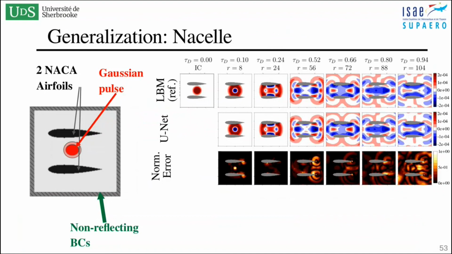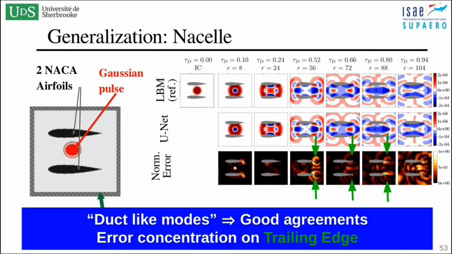A second type of generalization test is the case of the nacelle, where we are using the same type of NACA airfoil, but putting them in parallel, and then setting the acoustic source in the middle of both airfoils. So this is just modeling a kind of nacelle. And you see that we have the same type of error accumulation next to the trailing edge of both airfoils, which is then propagating in a dipolar fashion on both sides. But again, we have a very good agreement, and we see that in this case it's even harder than the case before because we have some duct-like modes appearing inside the nacelle, which are correctly predicted by the neural network.